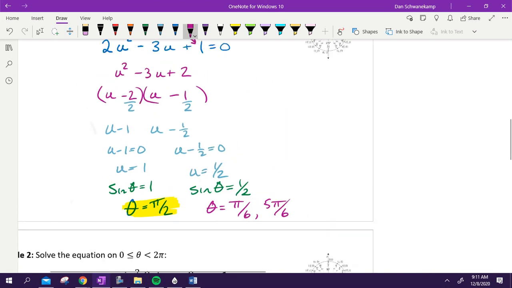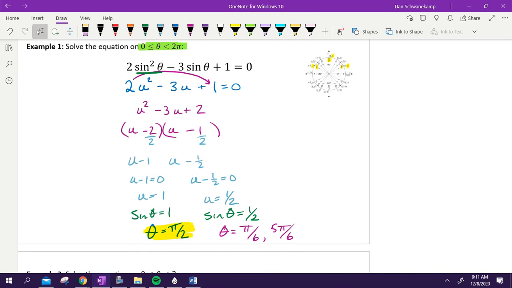Questions on what we did? We recognized the quadratic. We solved the quadratic. We plugged back in with sine, and we solved it from there. Yes, ma'am. All three of those are answers, yes. If you don't believe me, you could always plug them back in. If you plugged in pi over 2 or pi over 6 or 5 pi over 6, all of them should equal 0 in the end.